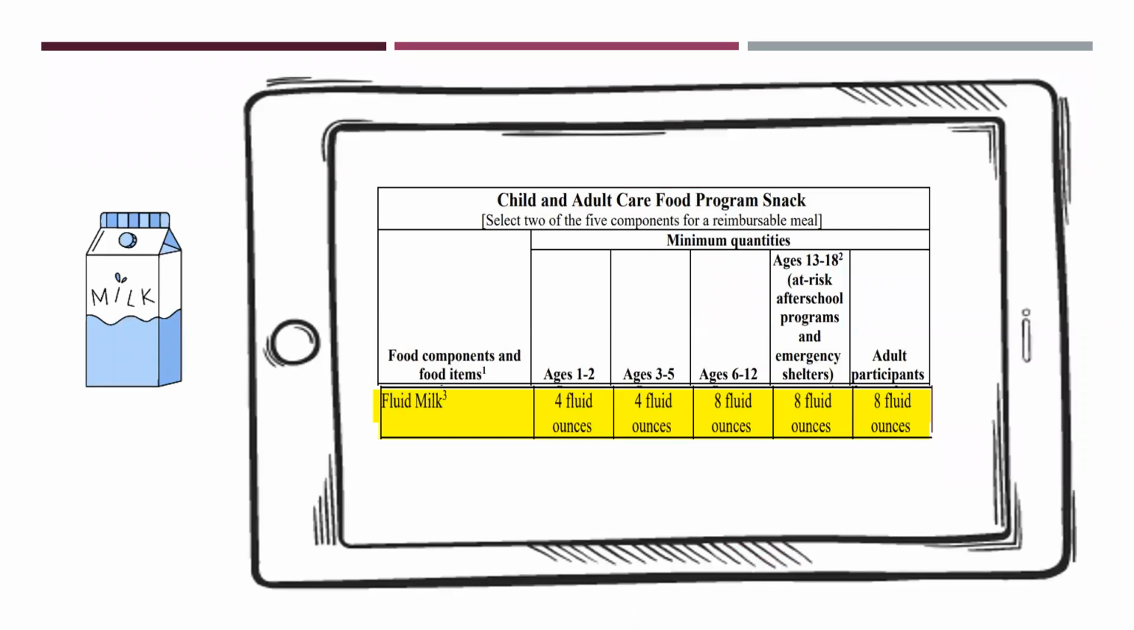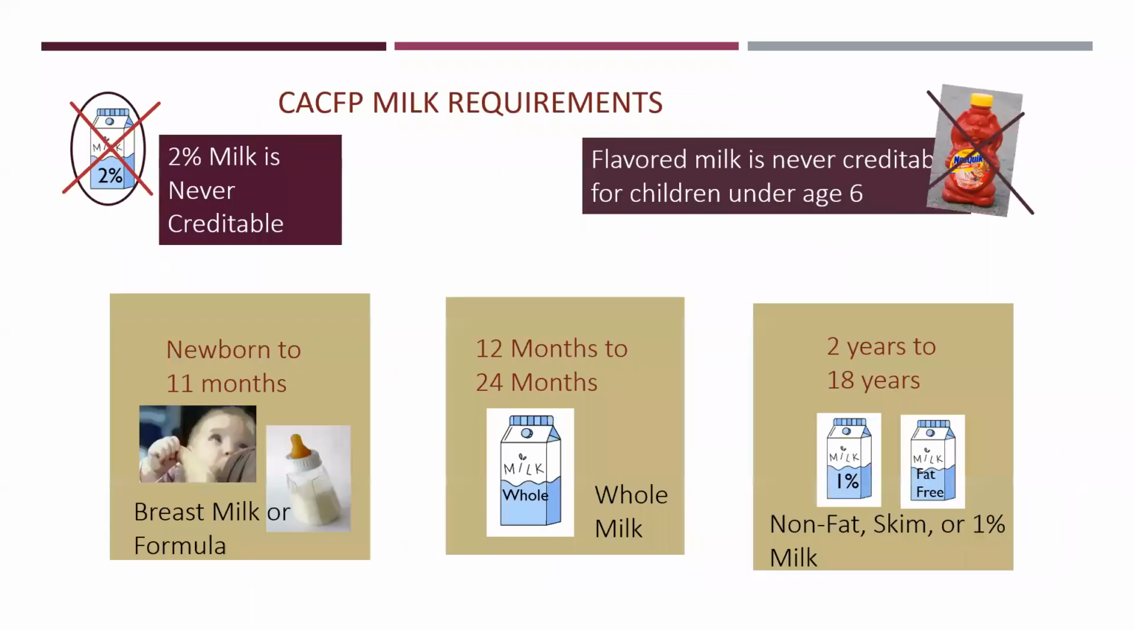Fluid milk is the first component listed in the snack meal pattern. Under each age group, you can see the minimum amount of milk that must be served in order for the meal to be creditable and reimbursable. Children ages 1 and 2 and 3 to 5 need a minimum of 4 fluid ounces. The rest of the age groups all need to be offered a minimum of 8 fluid ounces. Again, the milk requirements are the same for the snack as they were at breakfast, lunch, and supper.